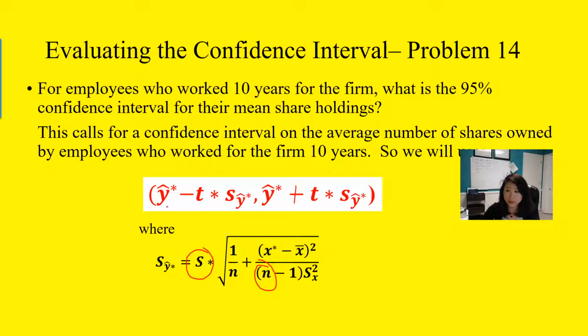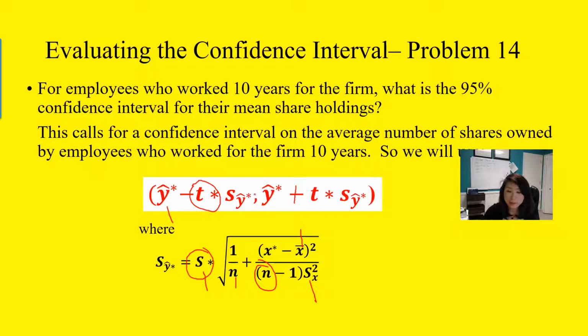So first of all, we already estimated a point estimate. And the second, in order to calculate S, Y hat star, our first step, we already know where to find S, where to have the value for N, where to have the value for mean of X, where to find the value of sample variance of X. So the only thing we don't know is our T statistic, right?